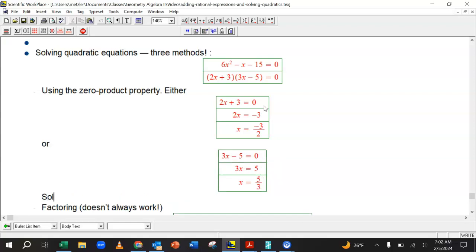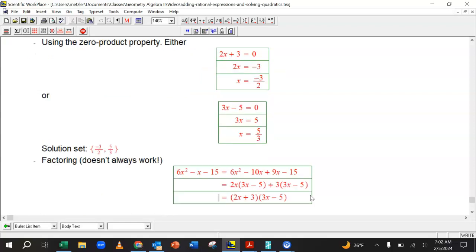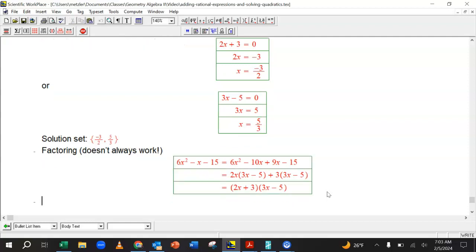So the solution set is minus 3 halves and 5 thirds. Okay, so that's one method. It worked here, but it wasn't trivial. And yes, I contrived this to have this factorization, and so it did work out with pretty simple rational numbers, but that is absolutely not guaranteed. Okay. All right, let's do completing the square next.